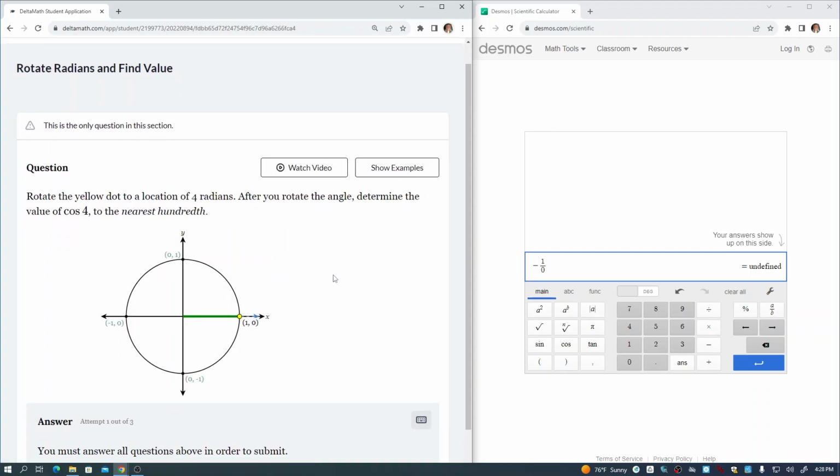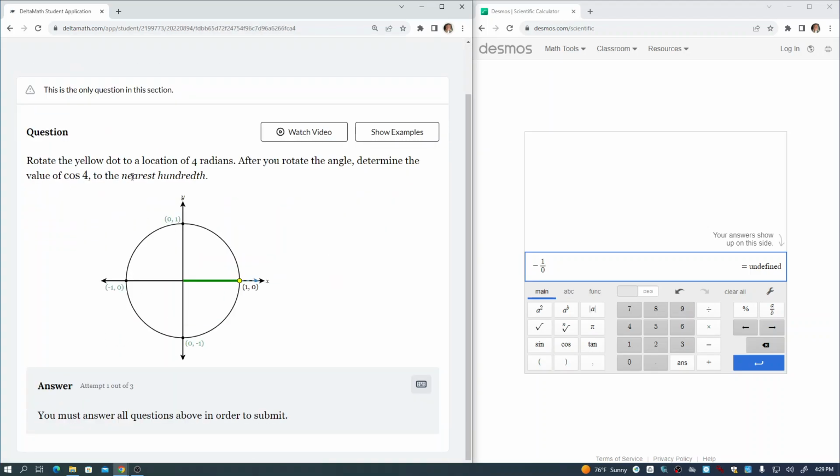The next section is what's really going to help. It says rotate the yellow dot to a location of 4 radians. And so we think, what the heck is a radian? Well, a radian is going to be dragging this yellow dot along the circumference or outer edge of the circle. And see how this green line moves in? So this green line first was just the radius of the circle. As it moves in, the part that you don't see green anymore has moved to the outside of the circle.